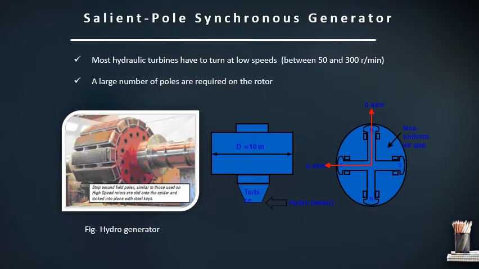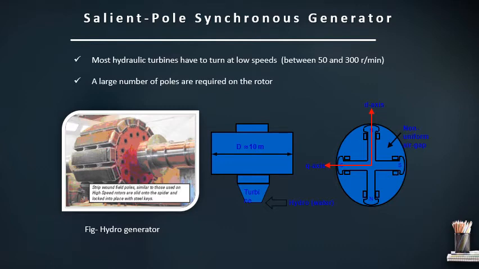Now the salient pole synchronous generators are used with hydraulic turbines, which have to run at low speed. You can see the diagram. In a salient pole construction, the air gap between the stator and rotor is non-uniform, because along the pole the air gap is different and between the poles the air gap is different. So the non-uniform air gap provides two reactances: direct axis reactance XD and quadrature axis reactance XQ.